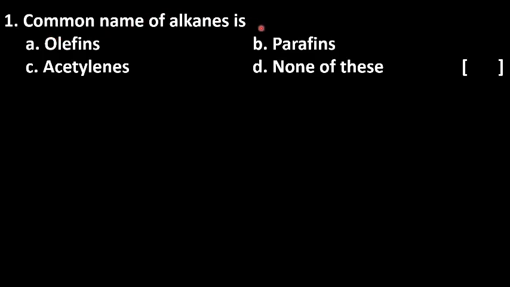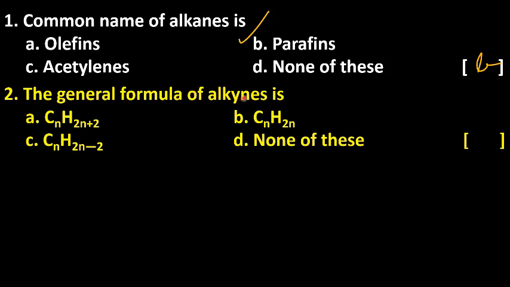Now let us do some multiple choice questions. The common name of alkanes is: A. olefins, B. paraffins, C. ethylenes, acetylenes, and D. none of these. The correct answer is B, paraffins. So the option is B. The general formula of alkynes is A.